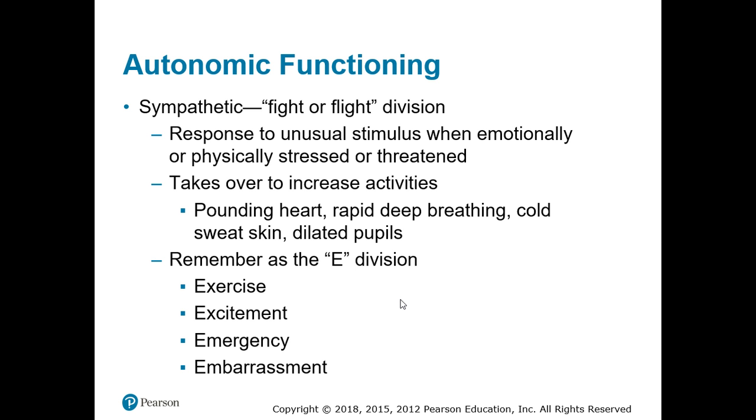What happens is when you are stressed, anxious, exercising, you tend to have the following characteristics. You tend to have a very pounding heart because your heartbeat's going to increase. You have rapid, deep breathing because you need to get oxygen to your lungs. You have cold, sweaty skin. You have sweaty skin to release temperature. And your pupils are going to dilate in order to let more light in.